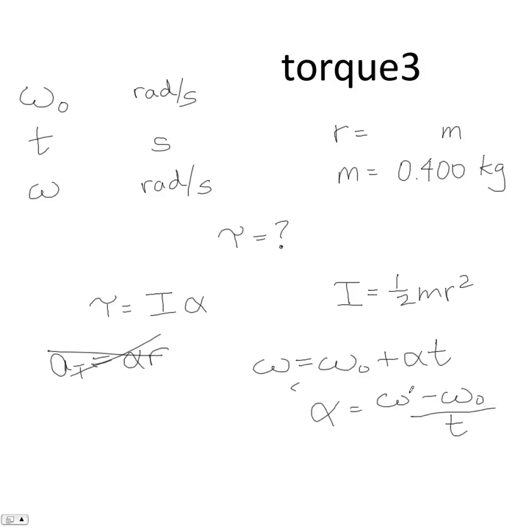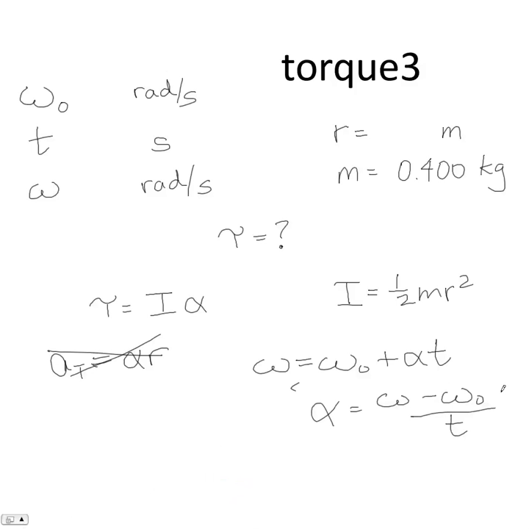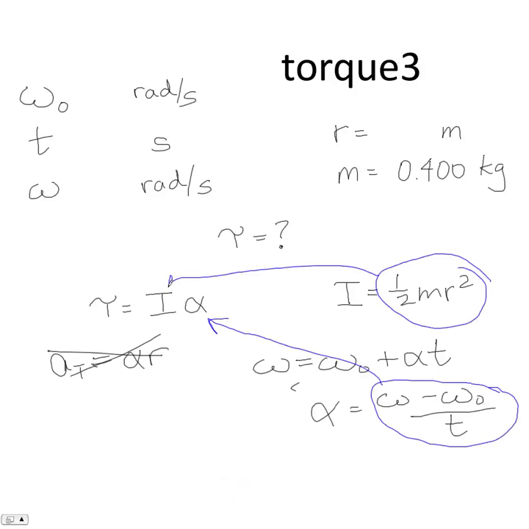And then, let's see if I can change colors. Then we can take this and stick it in here. And we can take this calculation and stick it in here. And finally calculate the torque. And because everything was in the right units to begin with, the torque is going to come out in the right units.